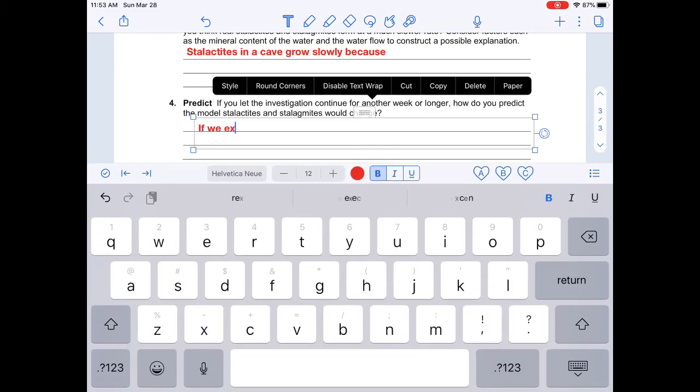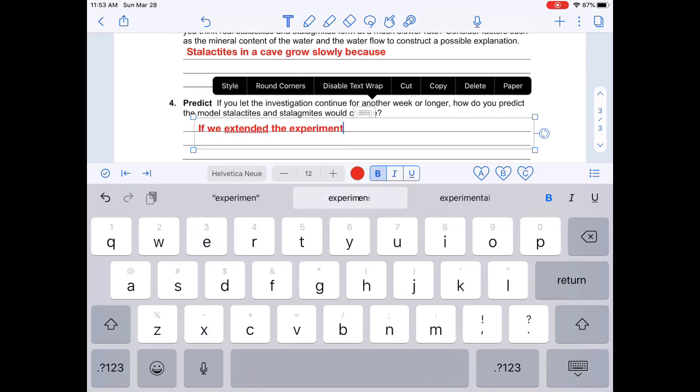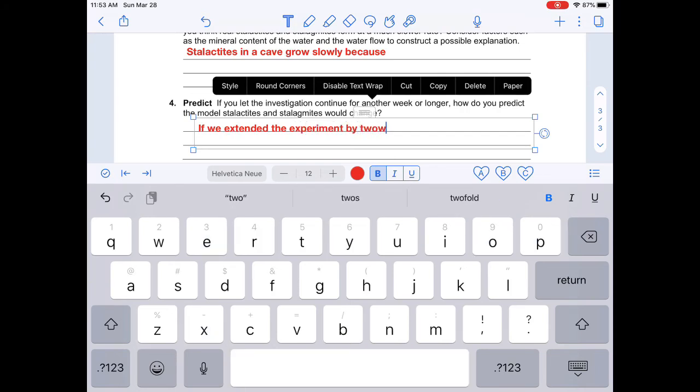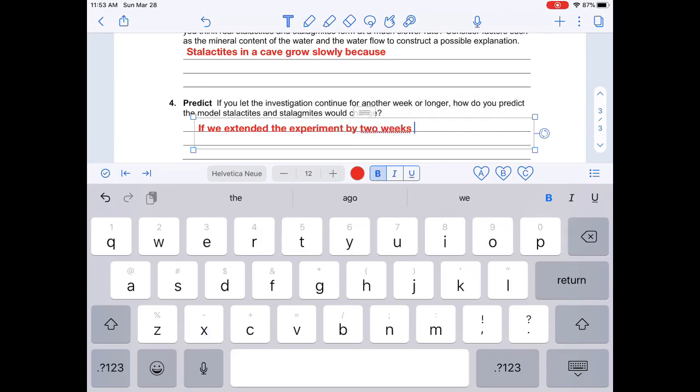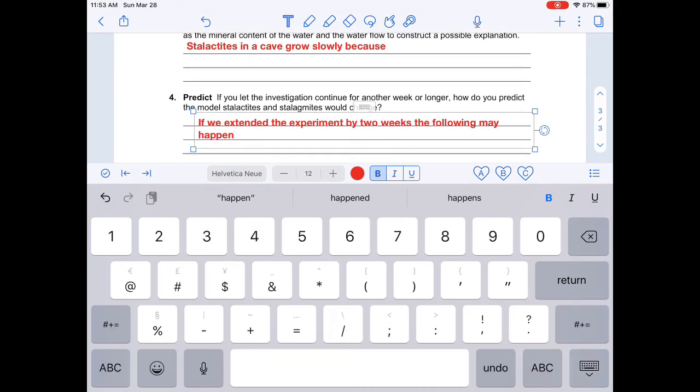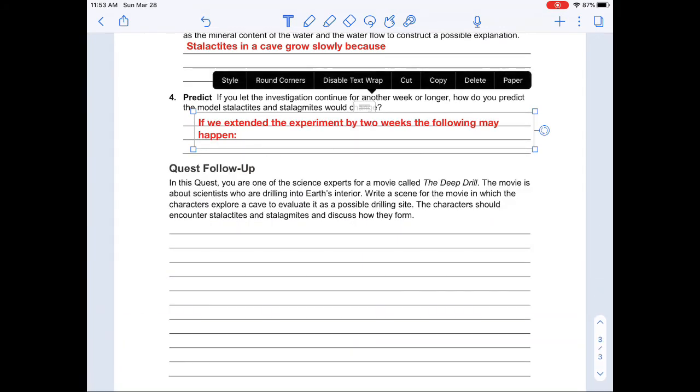If we extended the experiment by 2 weeks, the following may happen. Okay, so you could just list the things that you think may occur if we were to do this experiment for a longer period of time.